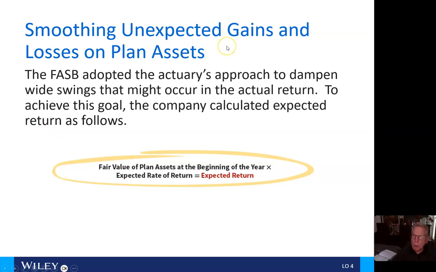So, smoothing unexpected gains and losses on plan assets. Here, the FASB adopted the actuary's approach to dampen wide swings that might occur in the actual return. To achieve that goal, the company calculated expected returns as follows. So we're going to take the fair value of plan assets at the beginning of the year, multiplied by the expected rate of return, and that will give us our expected return.